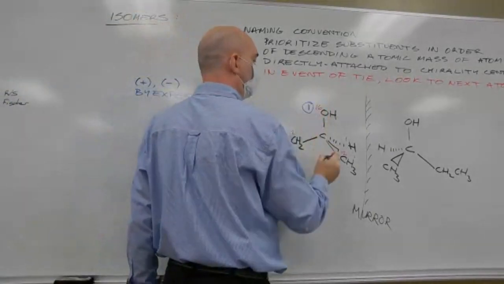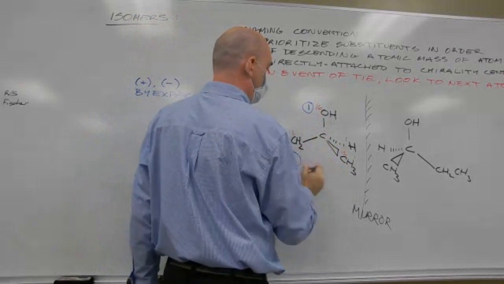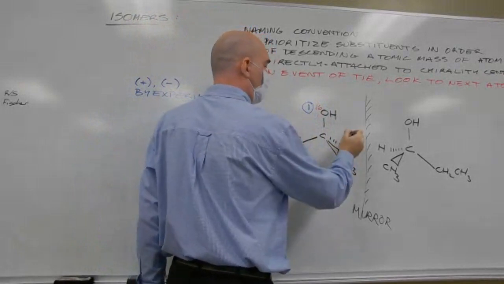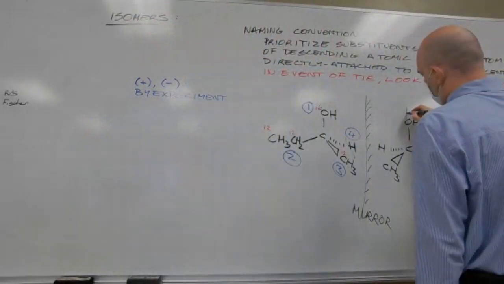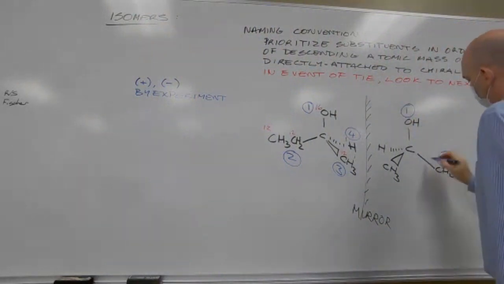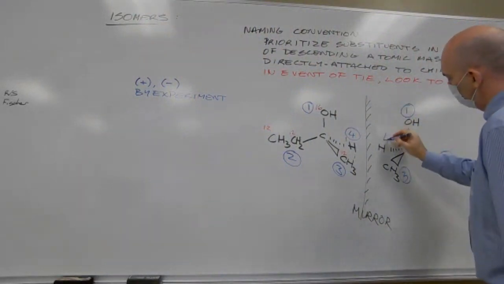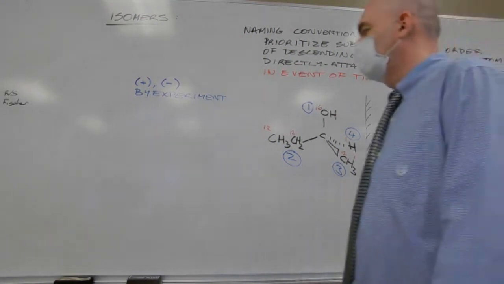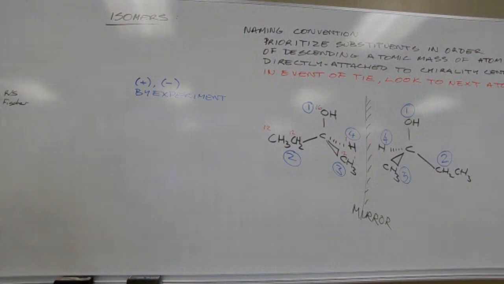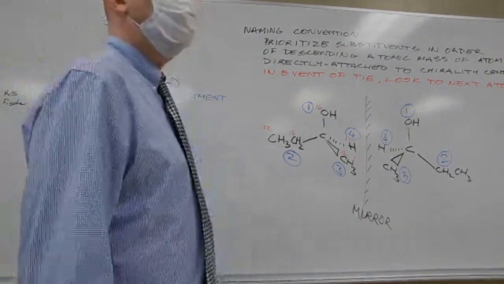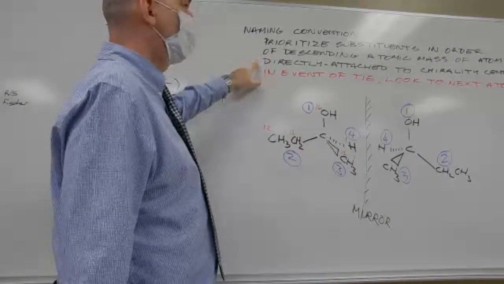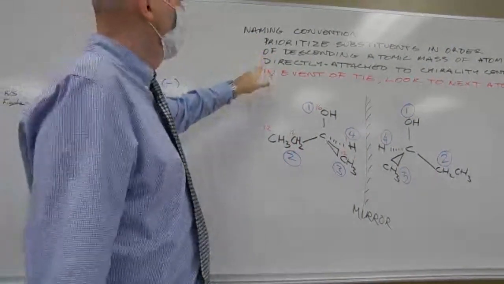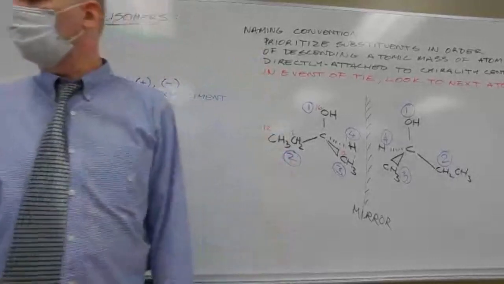This gets to be number 1. This gets to be number 2. This gets to be number 3. And the hydrogen gets to be number 4. Alcohol is number 1. Ethyl is number 2. Methyl is number 3. Hydrogen is number 4. My naming convention says prioritize the substituents in order of descending atomic mass of the atom directly attached to the chirality center. In the event of a tie, look to the next atom.